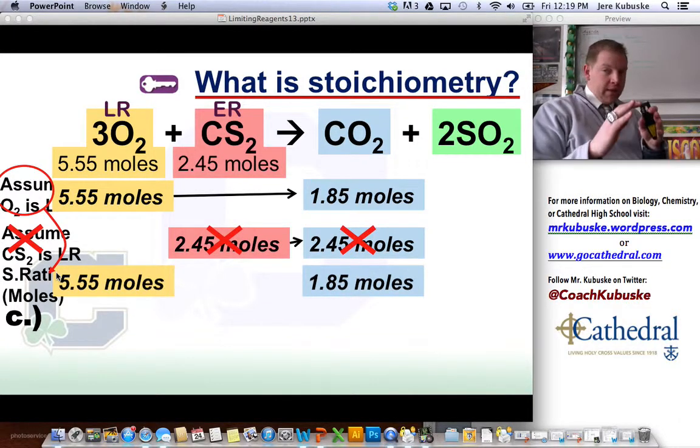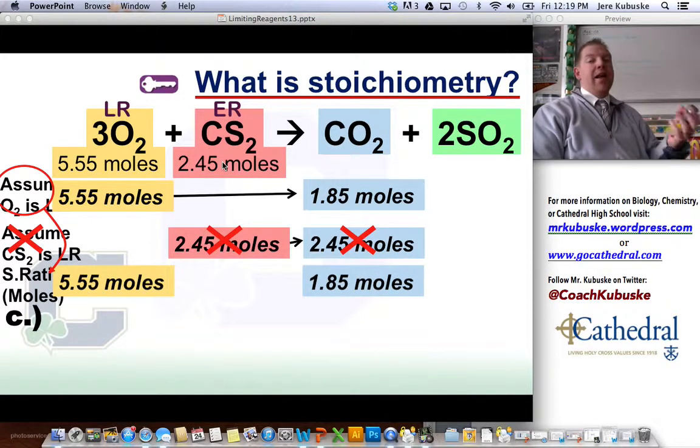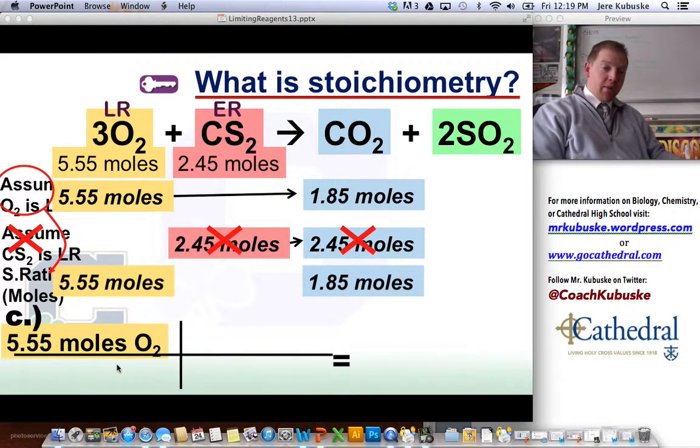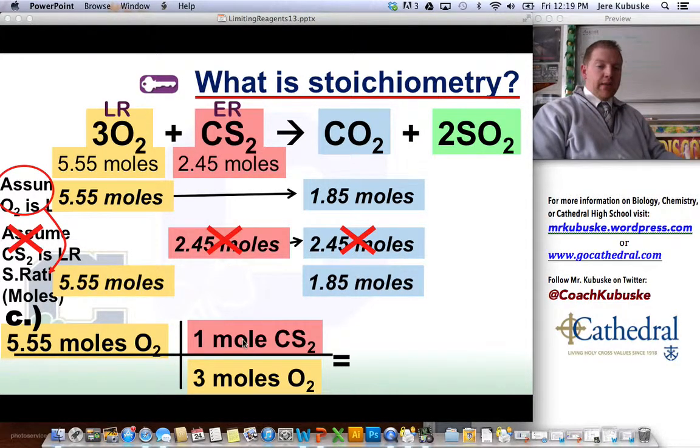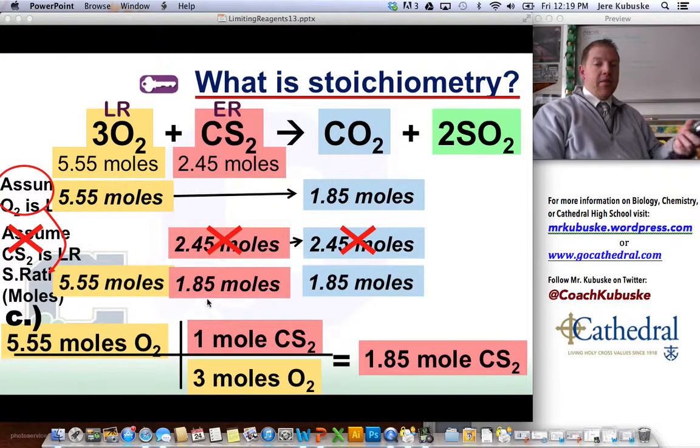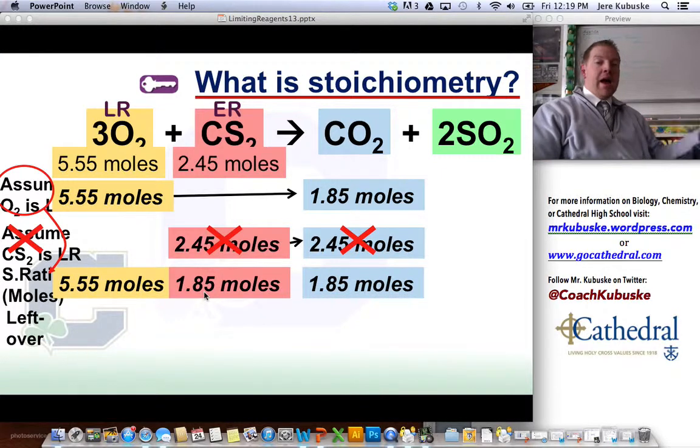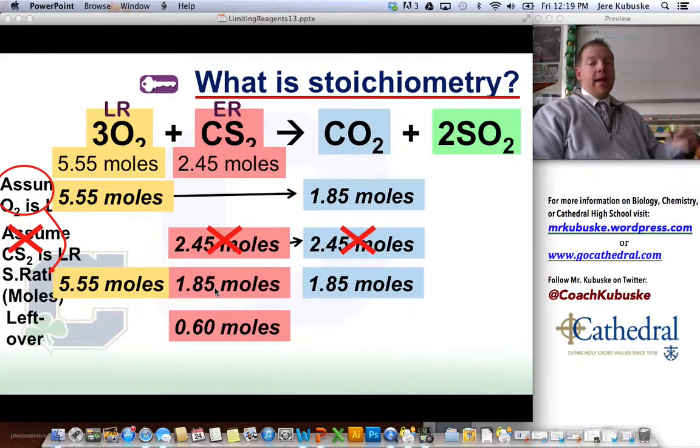And again, everything that I'm doing, I expect you to do on your table as well. So 5.55 moles and 1.85 moles. Now I need to fill in the gap here in the middle. How many moles of CS2 did I actually use? I had 2.45, but how much did I actually use? So I start with my moles of O2, limiting reactant, moles of O2 on the bottom, and my excess reactant will go on the top. So 5.55 divided by 3 will give me 1.85 moles of CS2. Last part of the problem, how much CS2 is left over? I had 2.45, I only used 1.85, I subtract the two and I get 0.6 moles.